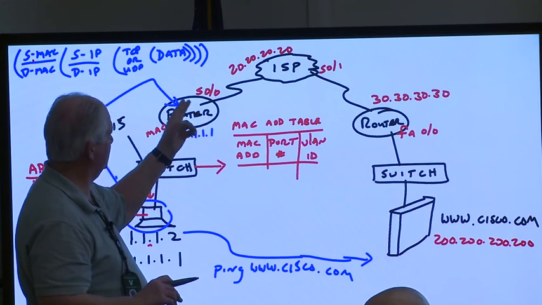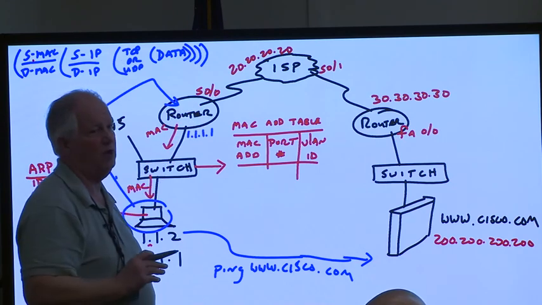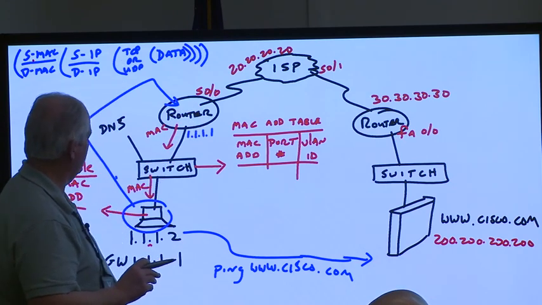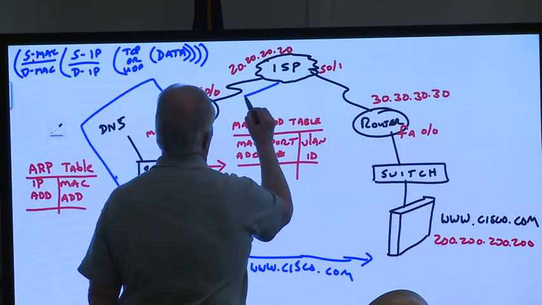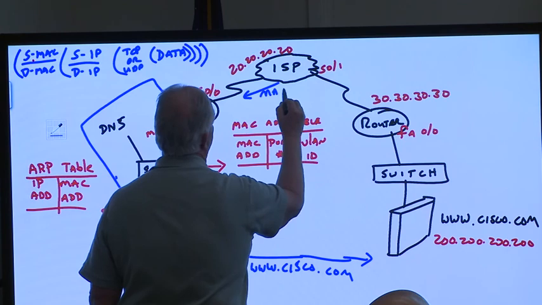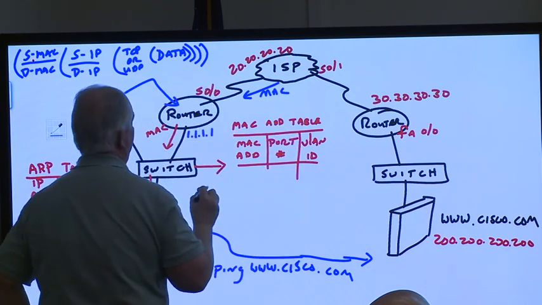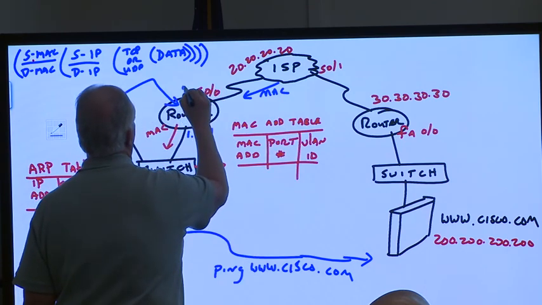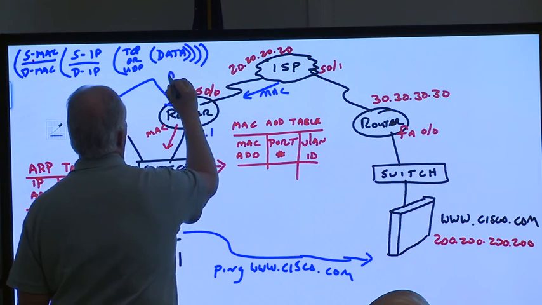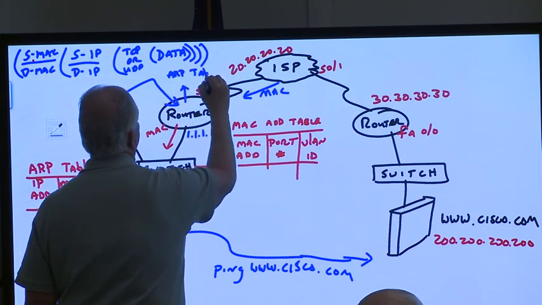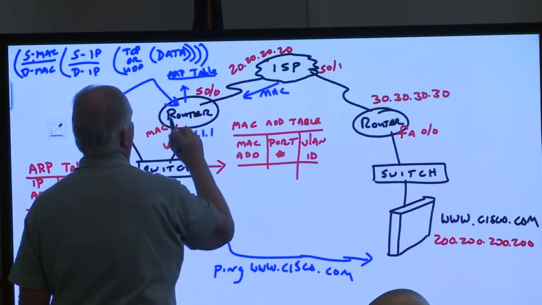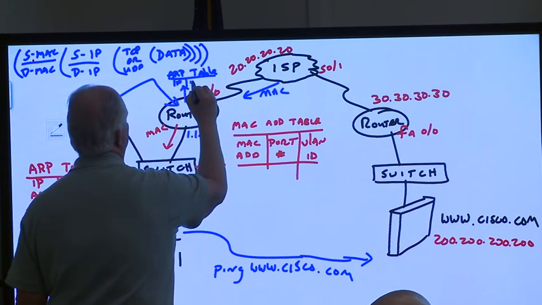So this router is going to sit there and say, who has 2020, 2020? And what is 2020, 2020 going to send back? Here's my MAC address. What's my router going to do with the MAC address? It's going to build an ARP table. What's in the ARP table? IP and MAC.